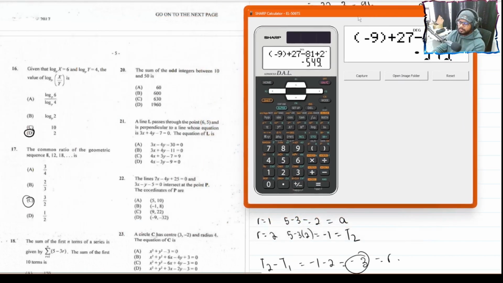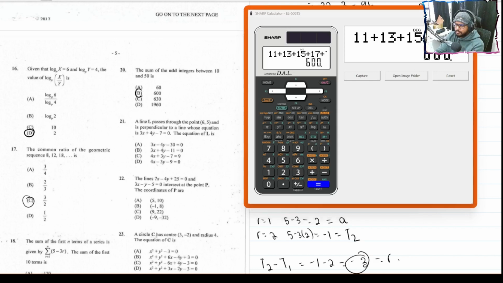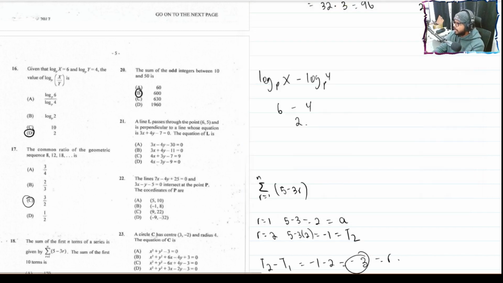I'm lazy. I'm real lazy. 11 plus 13 plus 15 plus 17 plus 19 plus 21 plus 23 plus 25 plus 27 plus 29 plus 31 plus 33 plus 35 plus 37 plus 39 plus 41 plus 43 plus 45 plus 47 plus 49, 600. You don't have to remember a whole set of formulas to get 600 to be the answer.